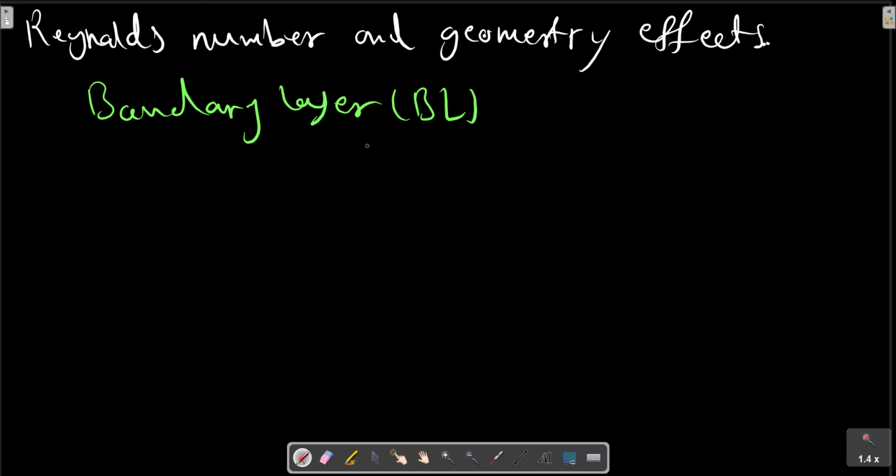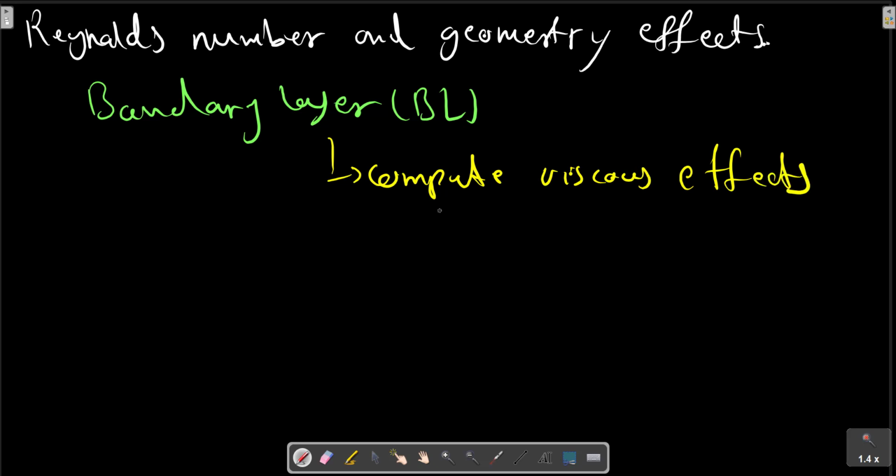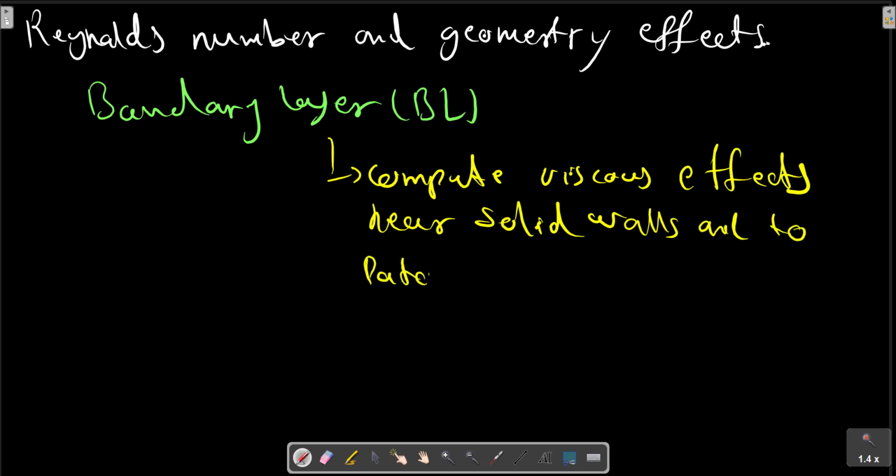Compute viscous effects near solid walls, and patch these onto the outer inviscid motion.